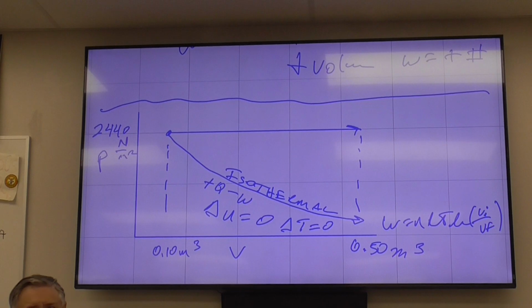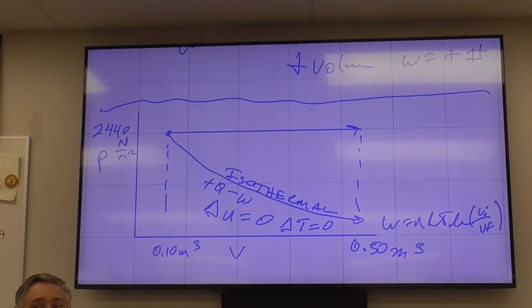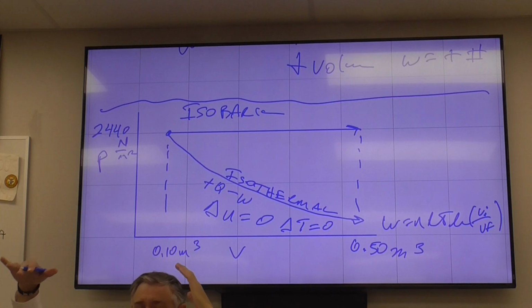Now we're going to do a horizontal line expansion. So what are we going to keep constant? The pressure. So this is going to be isobaric, because we're going to keep the same pressure going across.